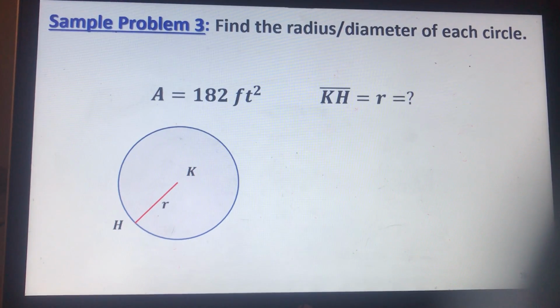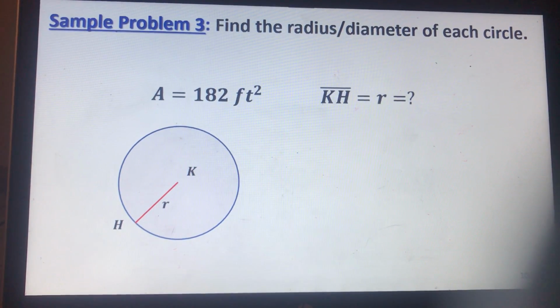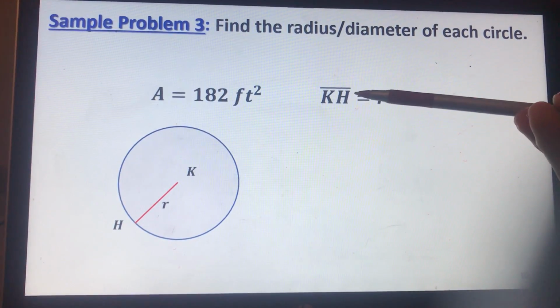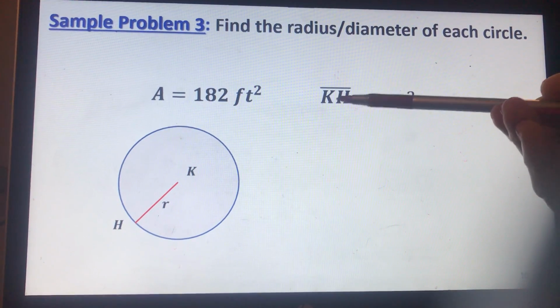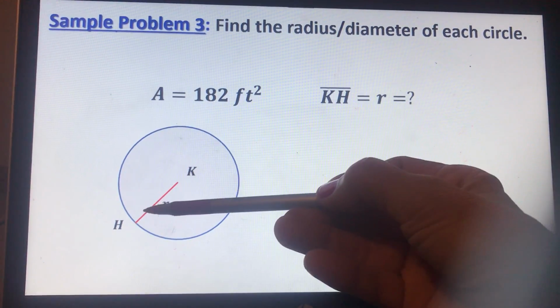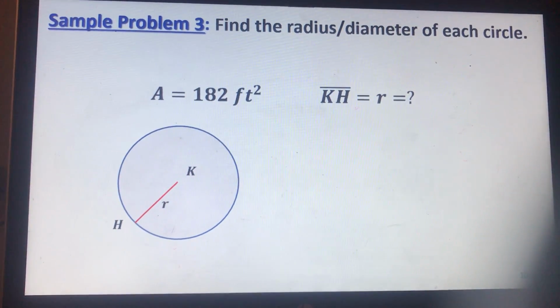Now let's move on to sample problem number 3. We have to find the radius and the diameter of each circle. In this case it's different, because they're telling us that the area of circle K is equal to 182 square feet. So they're asking us to find the distance between K and H, right here, which is also R. And what is R? The radius, okay?